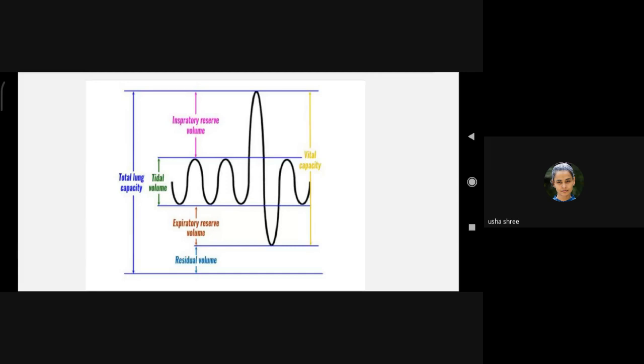Okay. And what is vital capacity? Vital capacity covers the inspiratory reserve volume, tidal volume and expiratory reserve volume, because vital capacity is, sorry, total lung capacity minus residual volume. Okay.